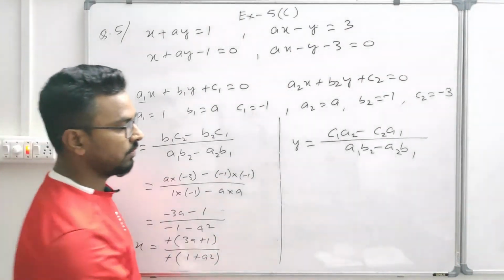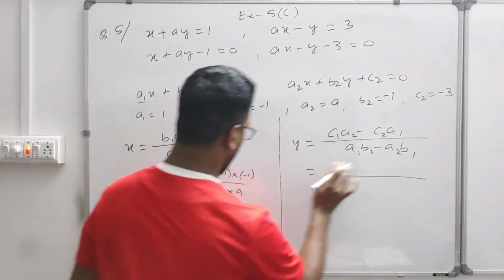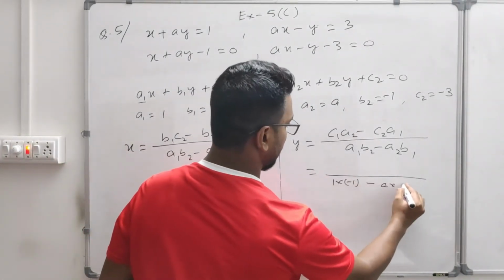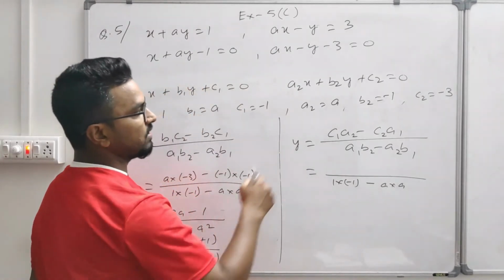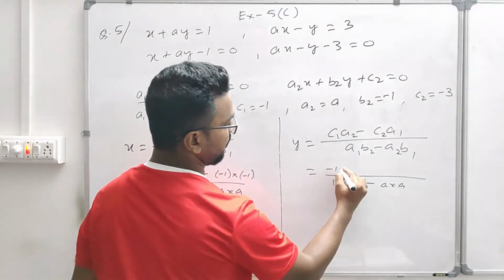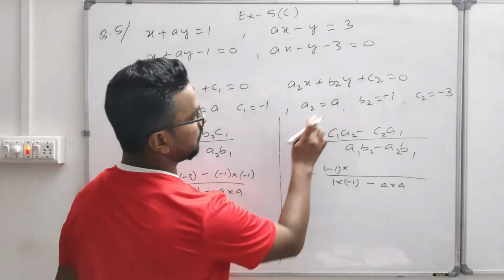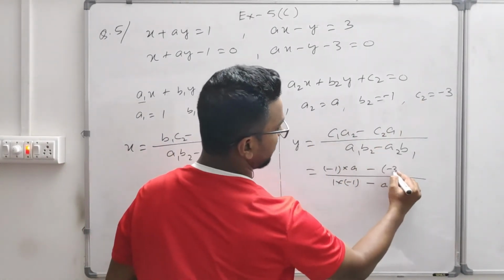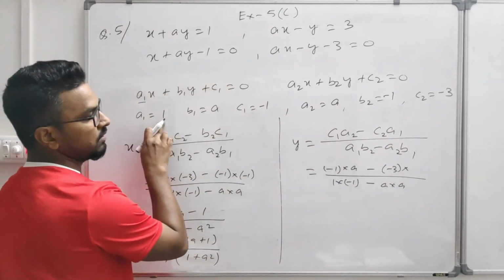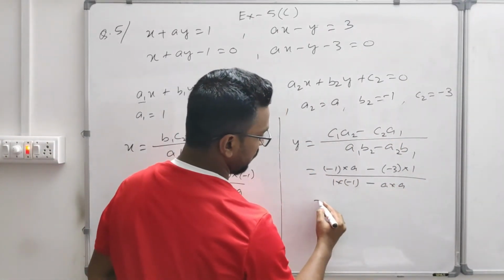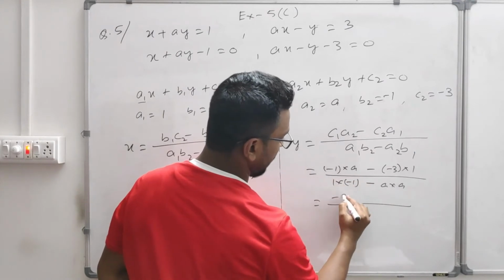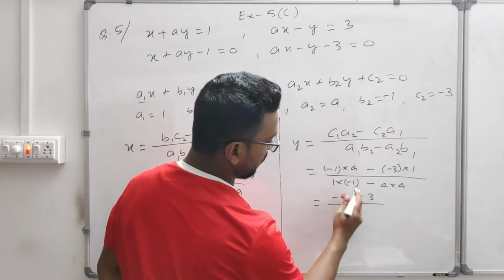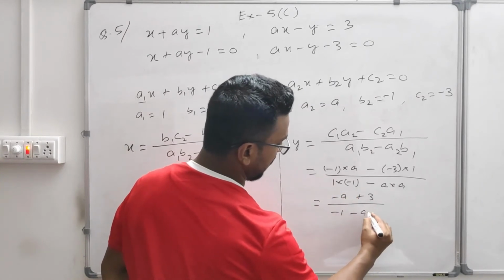Similarly for this also we will replace it. In the denominator you will get the same value, 1 into minus 1 minus a into a. In the numerator c1, what is the value of c1? c1 is minus 1 into a2 is a minus c2 is minus 3, a1 is 1. So what you will get? In the numerator you will get minus a, and this will be minus minus plus 3, and in the denominator you will get minus 1 minus a square.